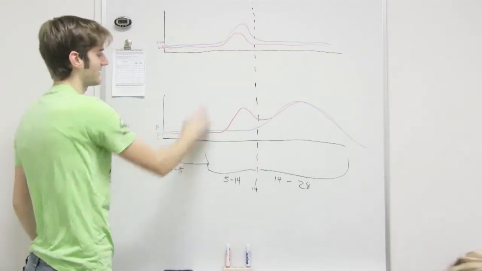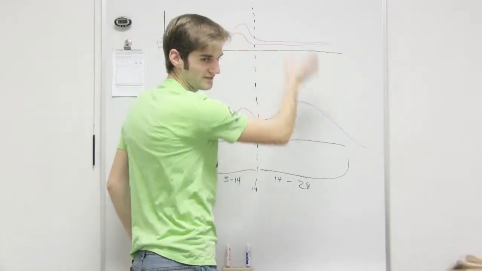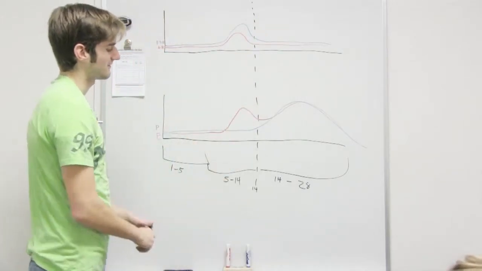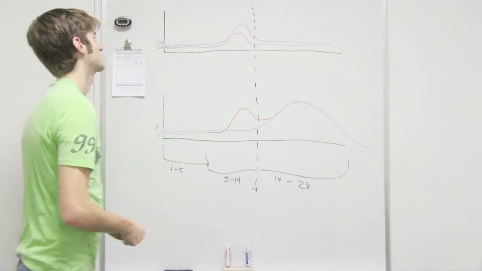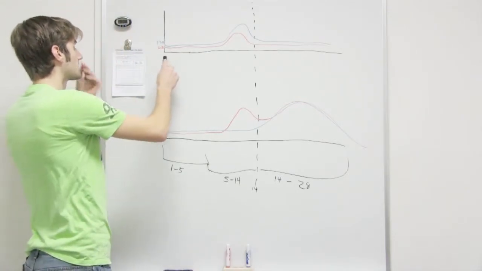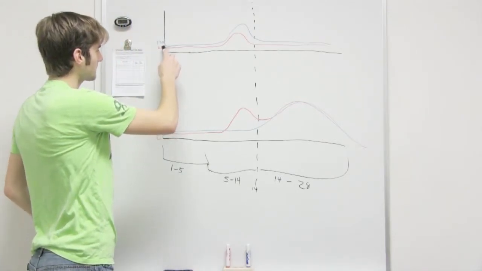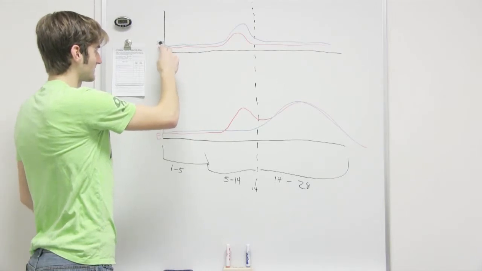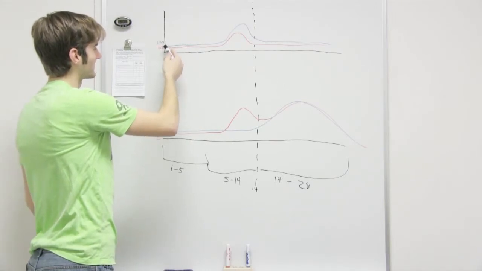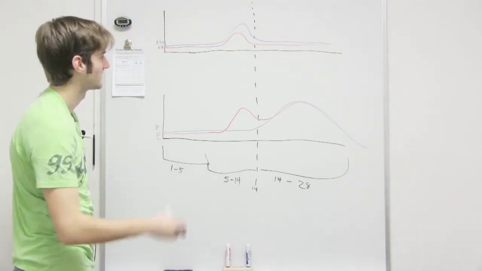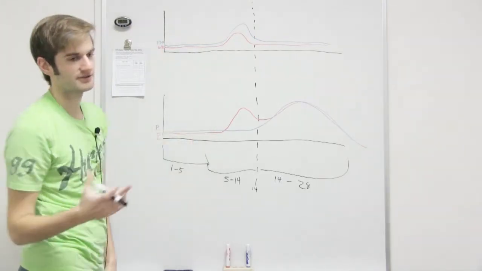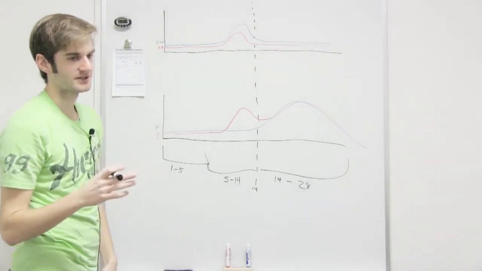So these are days 1 through 5, 5 through 14, 14 through 28. Day 14 is ovulation. That's when the egg is released. So we'll start up here. Right now, with the constant secretion of follicle stimulating hormone and luteinizing hormone, the follicle is growing. So the egg is growing, the follicle itself is growing, being taken care of.